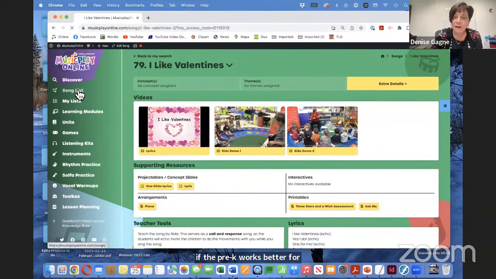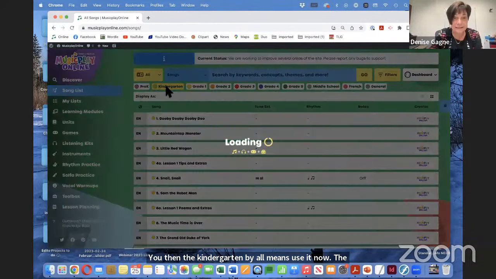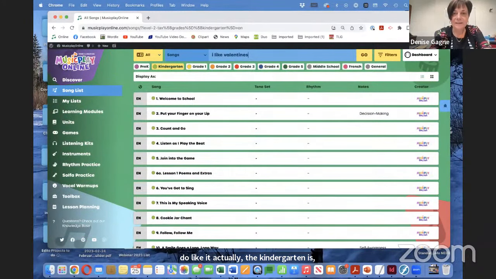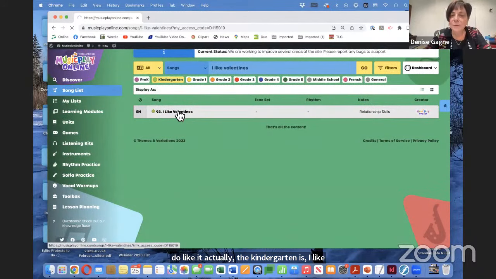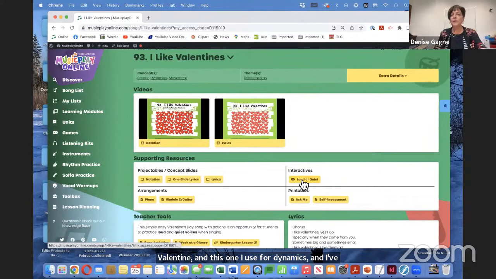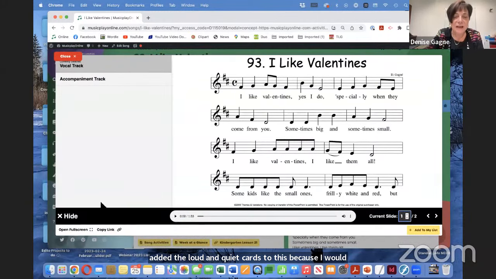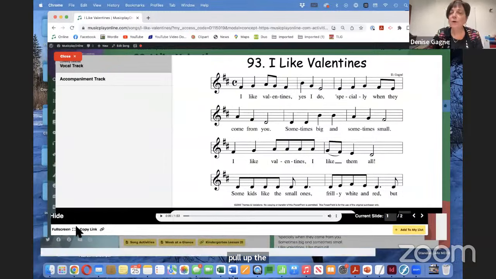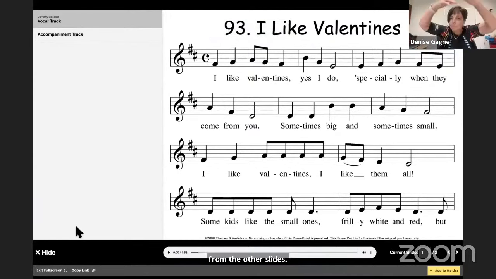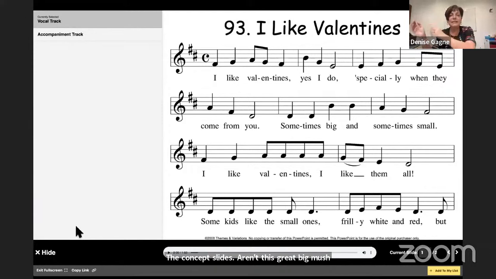Now, the kindergarten song has exactly the same name, and I do like it, actually. The kindergarten is I Like Valentine's. And this one I use for dynamics. And I've added the loud and quiet cards to this because I would follow up the song with the dynamics. I'm going to pull up the notation slide. So the notation slides are now separate from the other slides. The concept slides aren't this great big mush. They're now separated, so it's easy to see them.